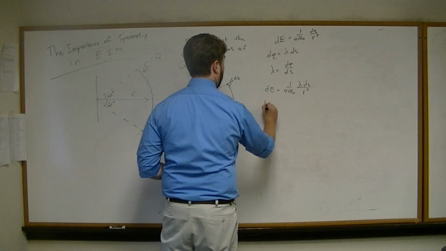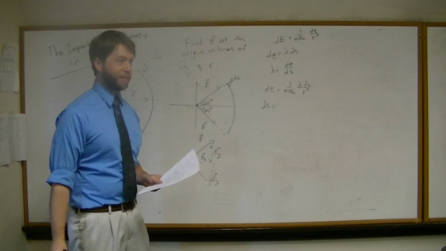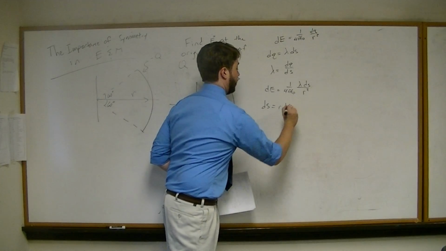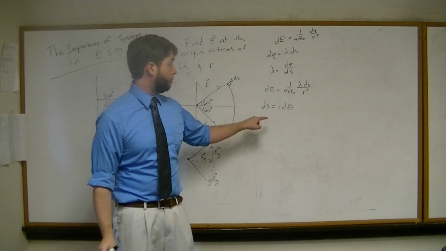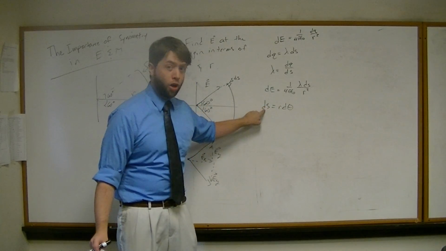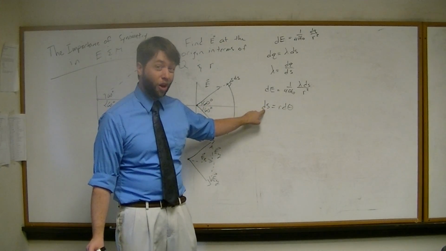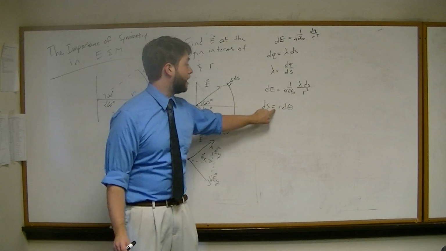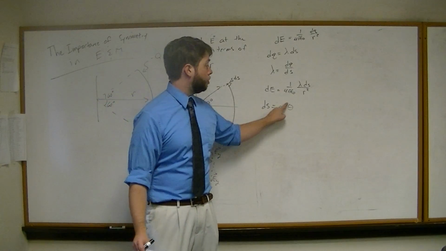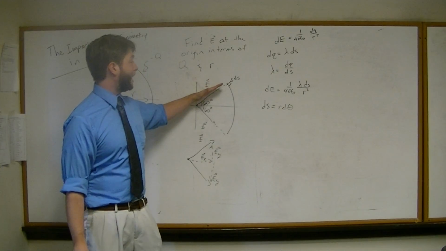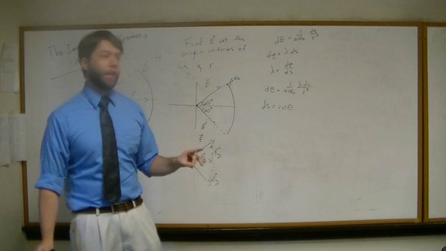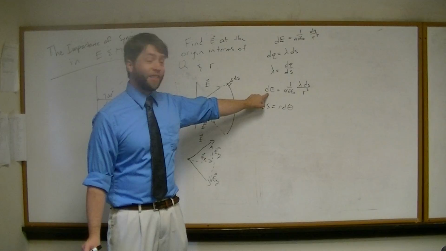We know that some arc length, ds in this case, is going to be equal to r times d theta. You guys probably remember this as s is equal to r theta, but since I have a small arc length, ds is equal to the radius times d theta. And notice that I'm using d theta here because I'm going to integrate over the angle.